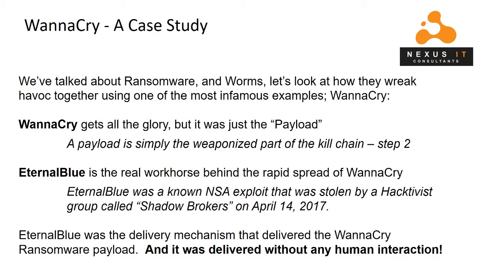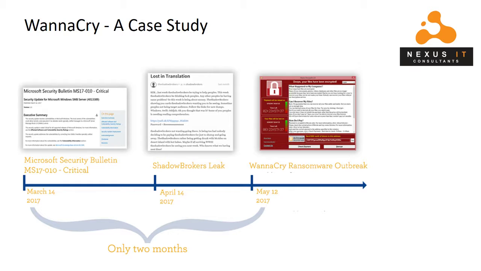As we can see here, WannaCry is the weaponized payload, or step 2 in the kill chain we looked at earlier. EternalBlue was the delivery mechanism, also known as a worm, or step 3 in the kill chain. Well-trained employees didn't have a chance to stop this one, but a properly patched system would have. This timeline illustrates why next-gen security software and patch management solutions are a must.